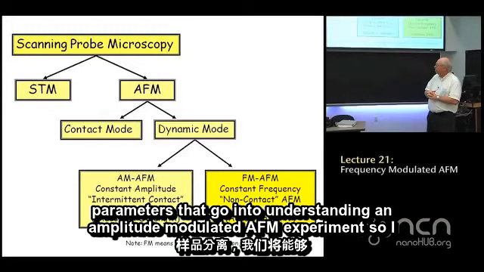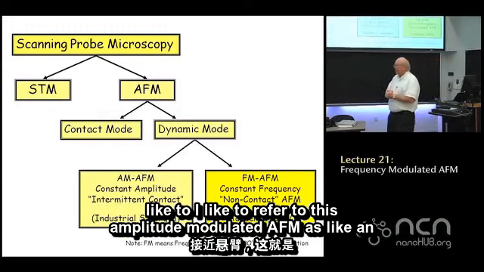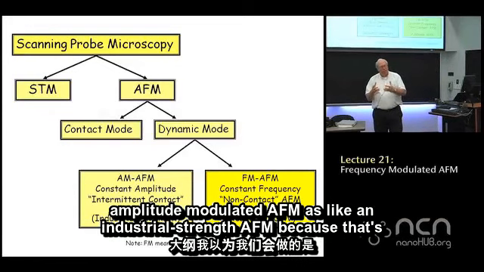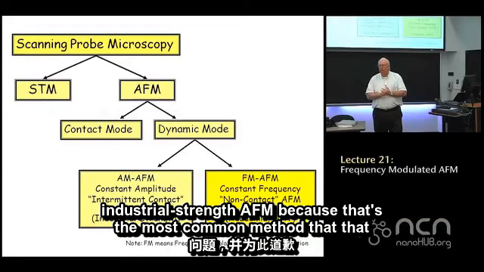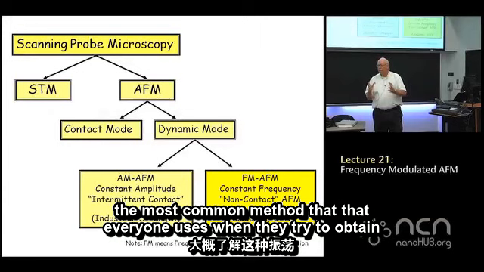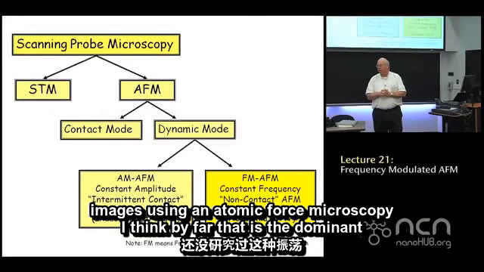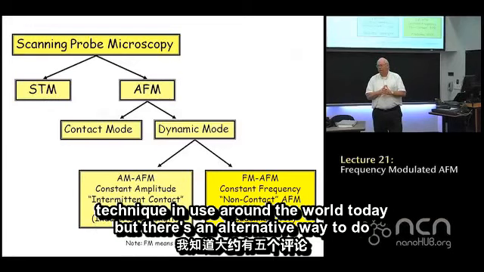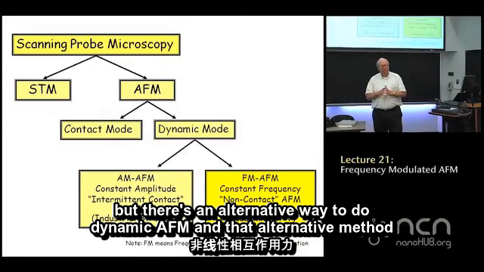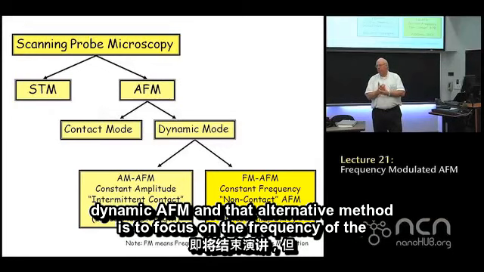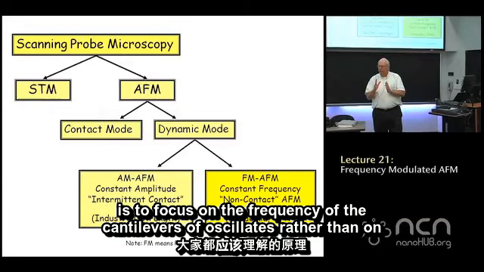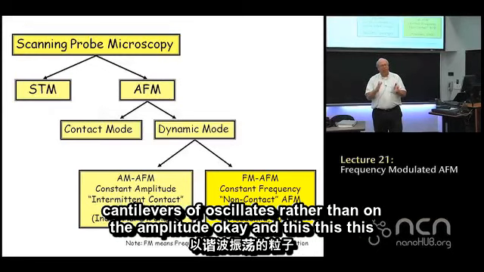So I like to refer to this amplitude modulated AFM as like an industrial strength AFM, because that's the most common method that everyone uses when they try to obtain images using atomic force microscopy. I think by far that is the dominant technique in use around the world today. But there's an alternative way to do dynamic AFM. And that alternative method is to focus on the frequency of the cantilever as it oscillates rather than on the amplitude. Okay?